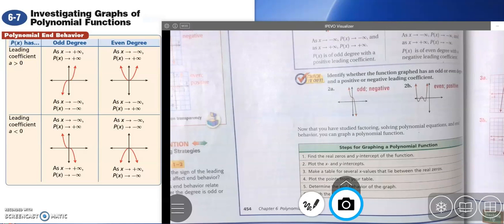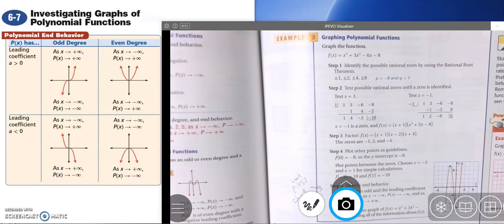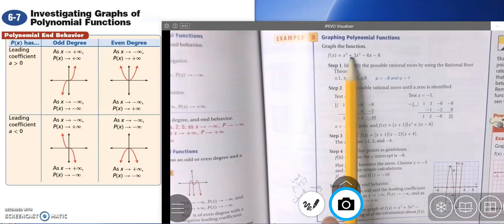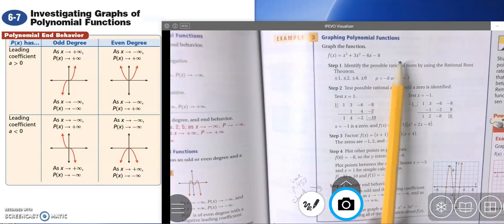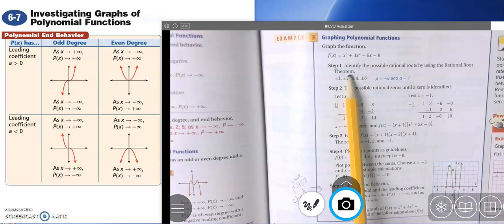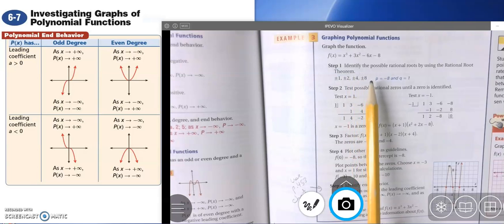Okay, now we're going to start with example 3. Example 3 says graph the function. We have f of x equals x to the third, or x cubed, plus 3x squared minus 6x minus 8. Step 1 that you just wrote down says to find the real zeros and y-intercept of the function.